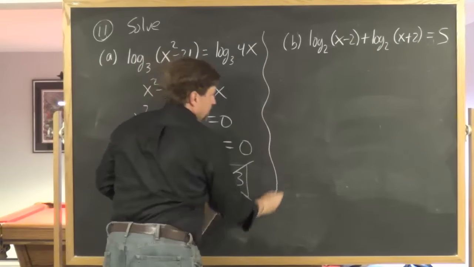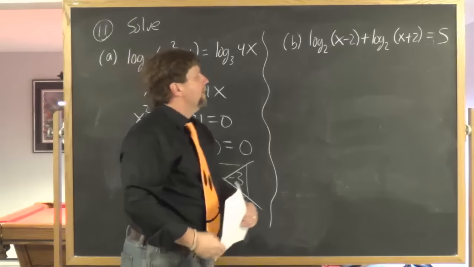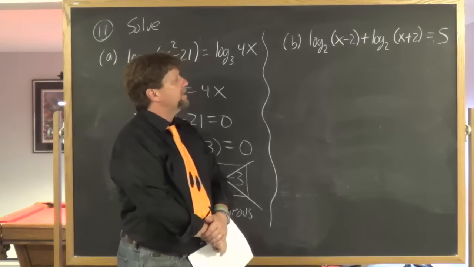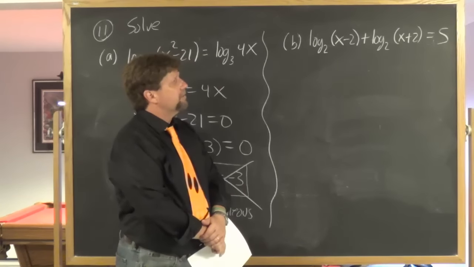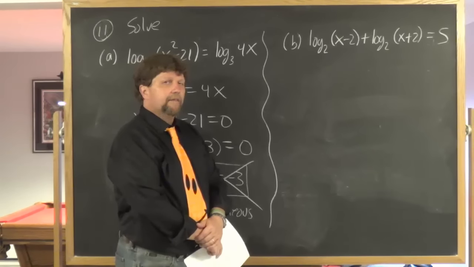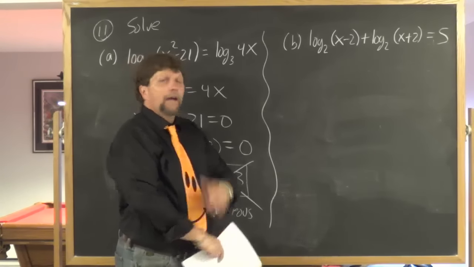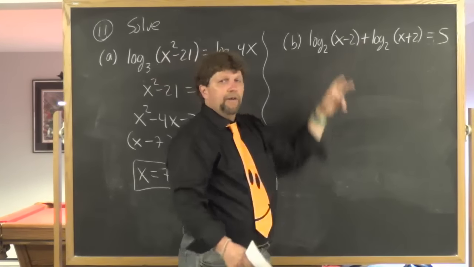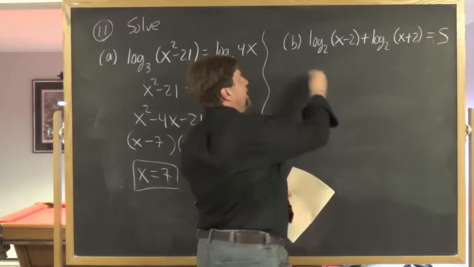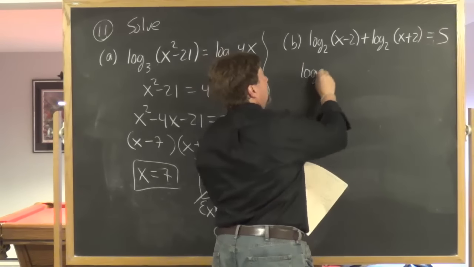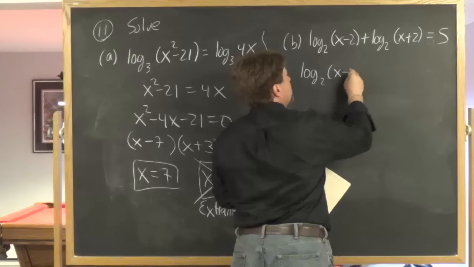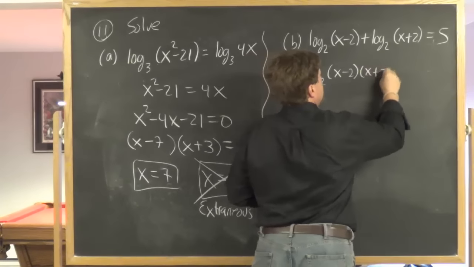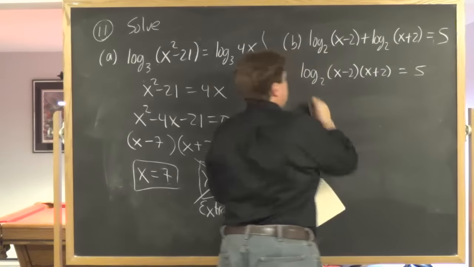Now we kind of break this off here. Let's look at part B. Log base 2 of x minus 2 plus log base 2 of x plus 2 equals 5. Hey, I'm going to start off using a law of logarithms. Addition, that means I could put it back together as a multiplication. Log base 2 of x minus 2 times x plus 2 equals 5.